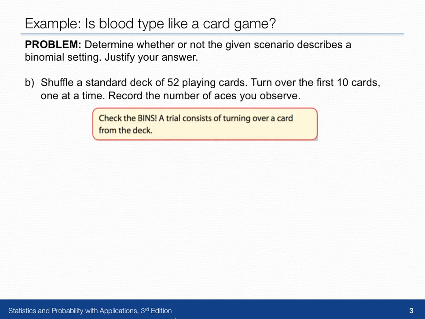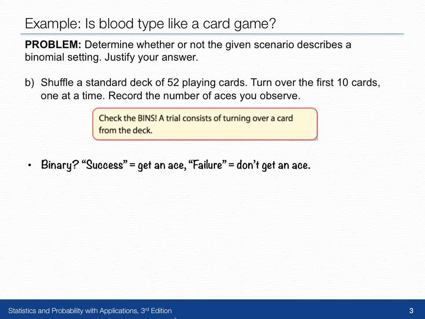Next, suppose we shuffle a standard deck of 52 playing cards. We'll turn over the first 10 cards one at a time and then record the number of aces we observe. Well, again, let's check the BINS. In this case, note that a trial consists of turning over a card from the deck. Well, we do meet the binary condition because a success could be defined as getting an ace, while a failure could be defined as not getting an ace.